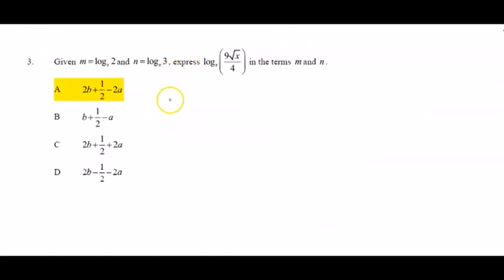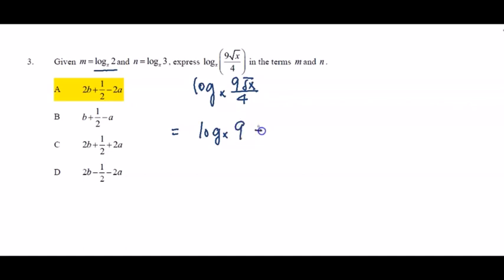For question 3, we are going to express the log of 9 cube root of x over 4 to the base of x in terms of m and n. Given that m equals log 2 base x and n is log 3 base x, I'm going to convert these into their simplest numbers. So 9 I'm going to change into 3 squared, and 4 into 2 squared. Before that, split them into separate terms.